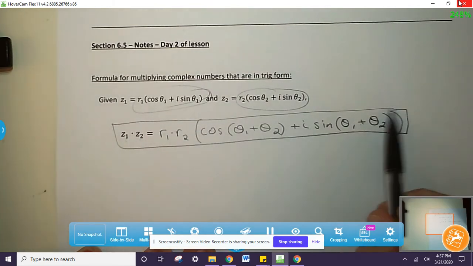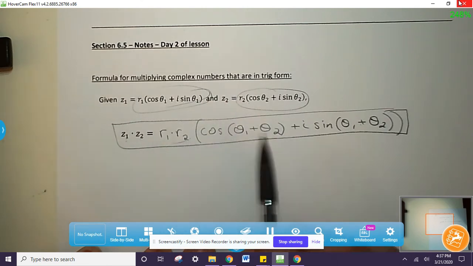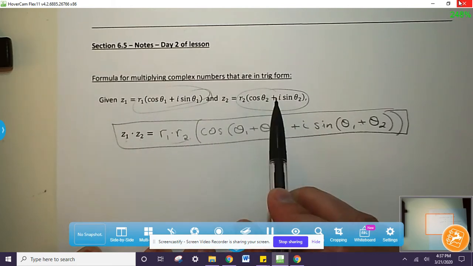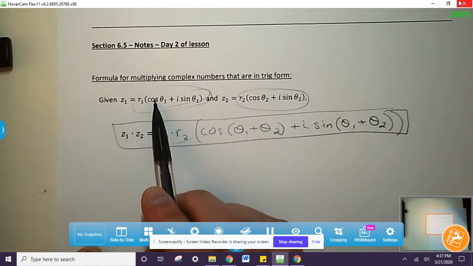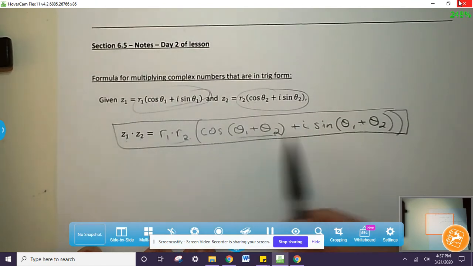But if you take another look at it, it actually shouldn't look that bad. It has the same structure as our complex numbers in trig form. We have a number out front. It happens to be a product here. And then we have a cosine plus i sine that looks just like this. These are cosine plus i sine. But the angle in here is just theta 1 plus theta 2.